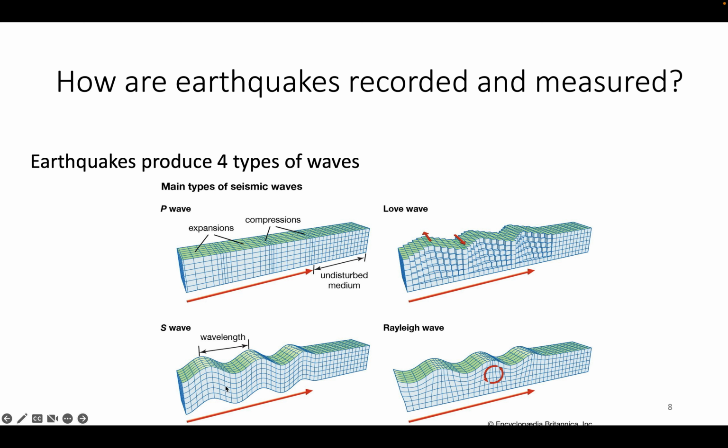S waves, shown here, are slower than P waves and can only move through solid materials like rock. The S wave moves up and down or side to side. The different properties of S and P waves are what allows scientists to explore the structure of Earth's interior. We discussed this just briefly in previous lectures.